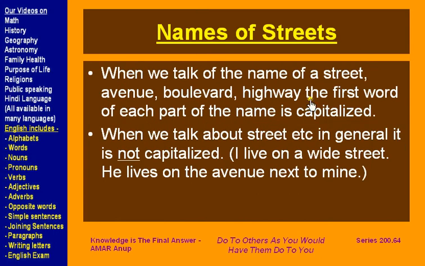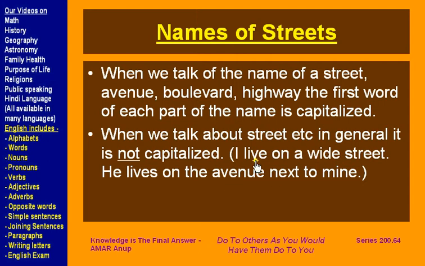The name of the street is capitalized. So when we talk of the name of a street, an avenue, a boulevard, a highway, if it has a name, then the first alphabet of each part of the name is capitalized, and I will show you an example in a moment. This should read alphabet. When we talk about street or avenue or boulevard in general terms, then the first alphabet is not capitalized.